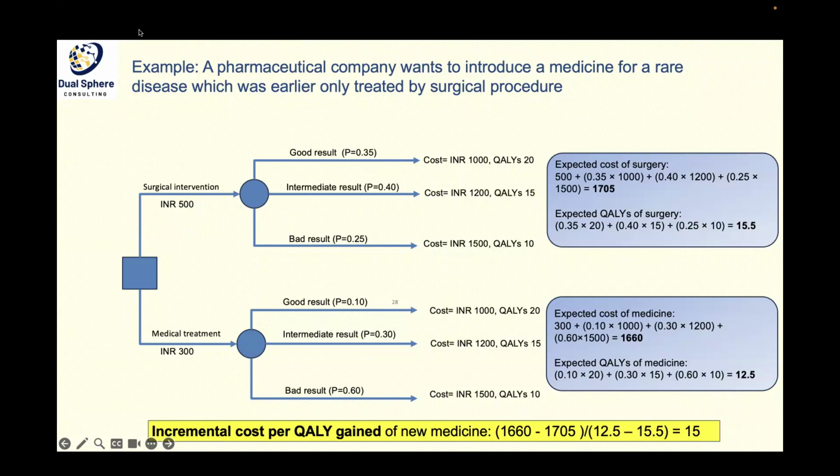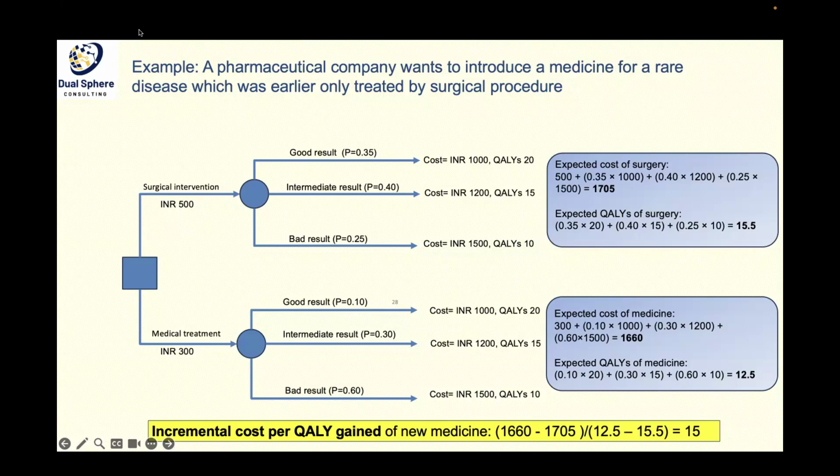So for each option, good result, intermediate, or bad result, you have the probabilities. You multiply the probabilities with the QALYs of that option, like 0.35 multiplied by 20, 0.4 multiplied by 15, 0.25 multiplied by 10, and you add up all of them. That would constitute your total QALYs of your surgical intervention, right? In very similar lines, you will do the same exercise for the other option.